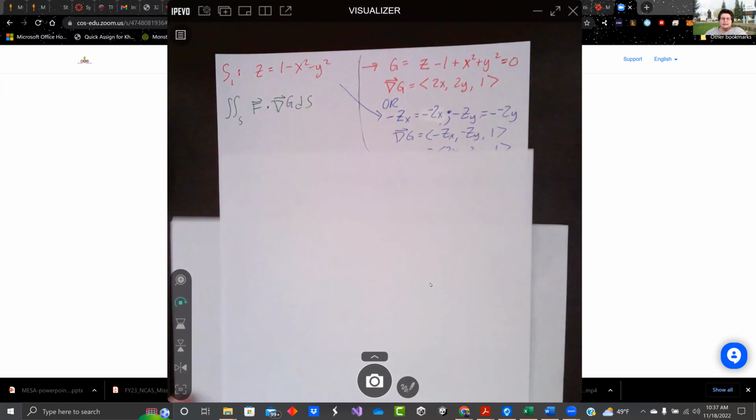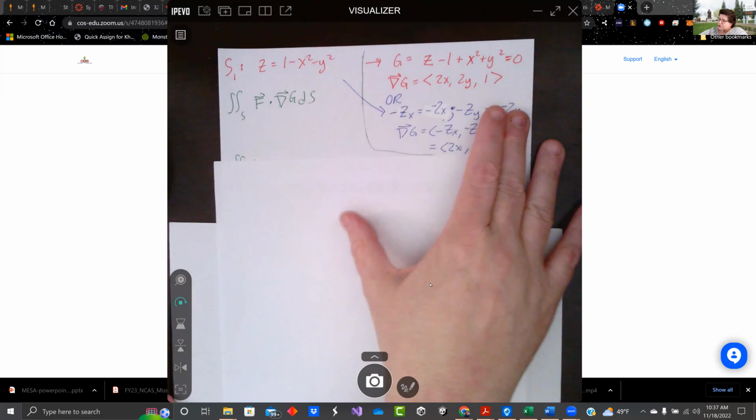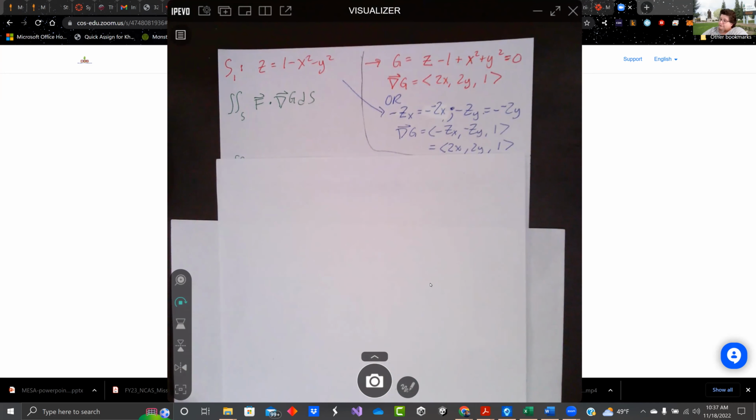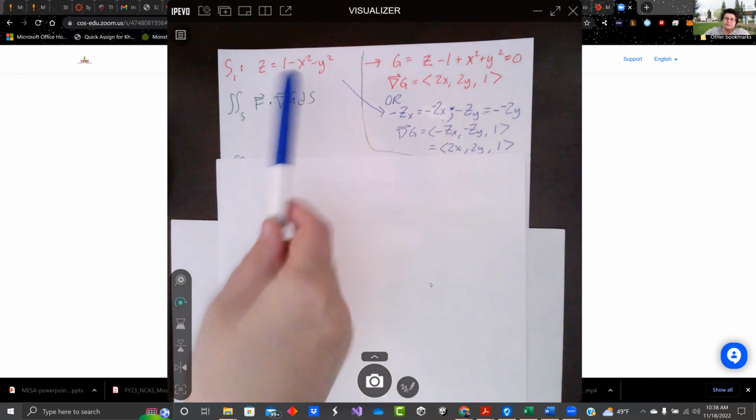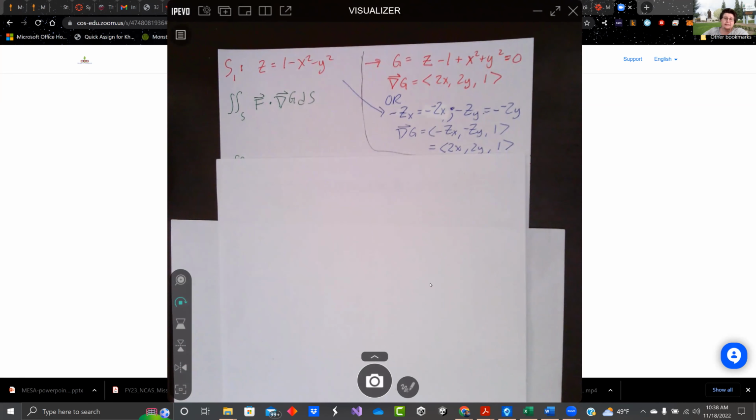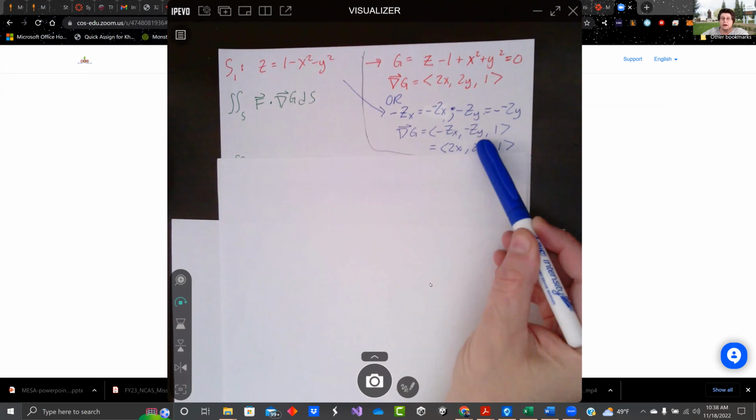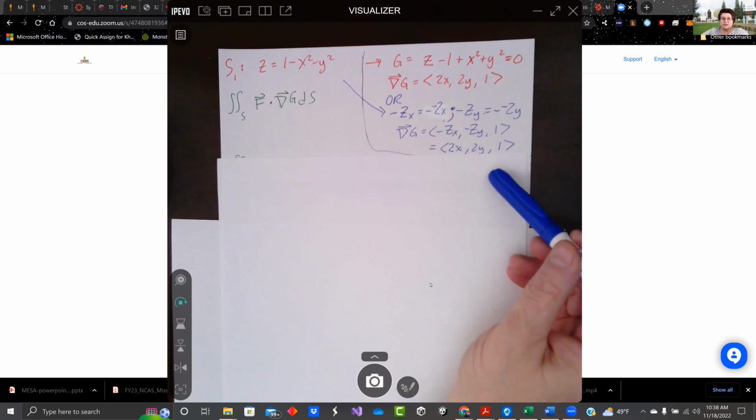So we've got our formulas again. We're looking at the first surface, the paraboloid. If we take the gradient of that, we can look at it two ways. We solve for g and get everything over on the left, and we get 2x, 2y, and 1 when we take the gradient. Or we can use this one up here, take the partials to find z with respect to x and z with respect to y, and plug them into our gradient of g. Both approaches get you 2x, 2y, and 1.